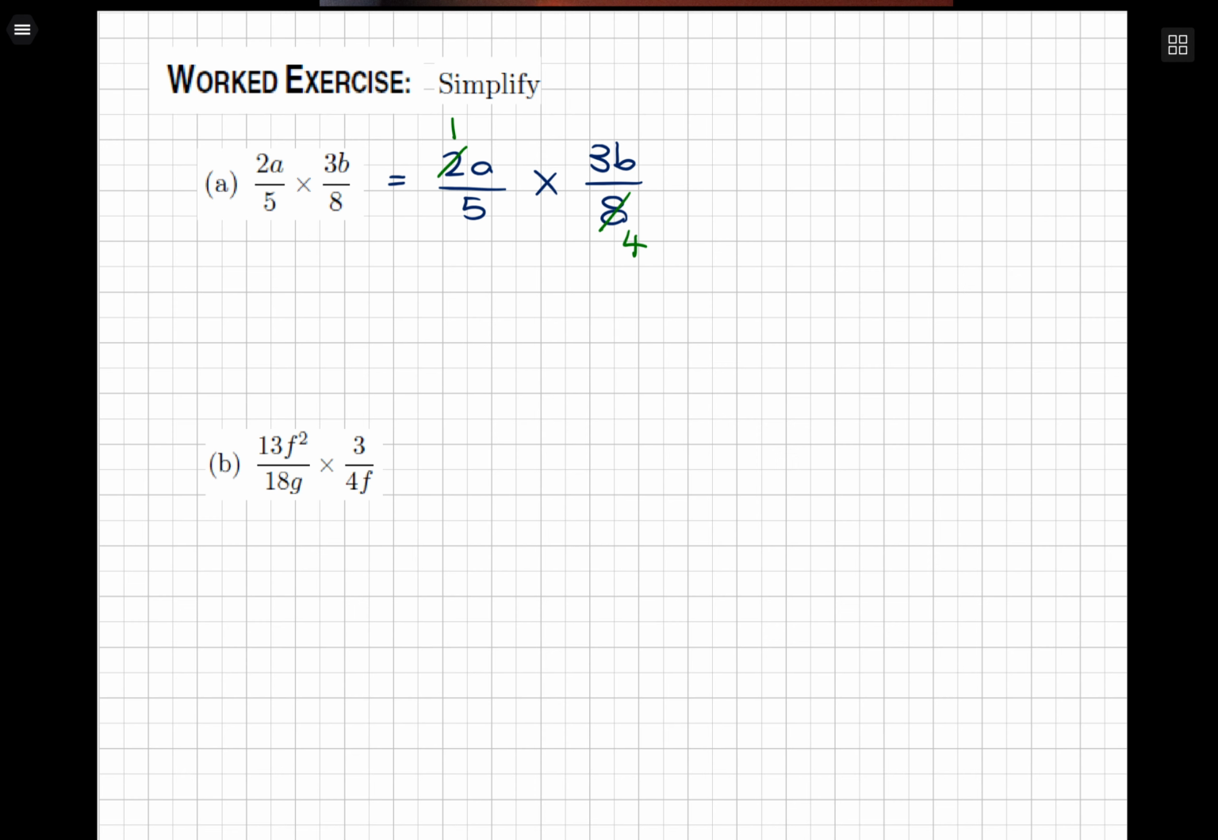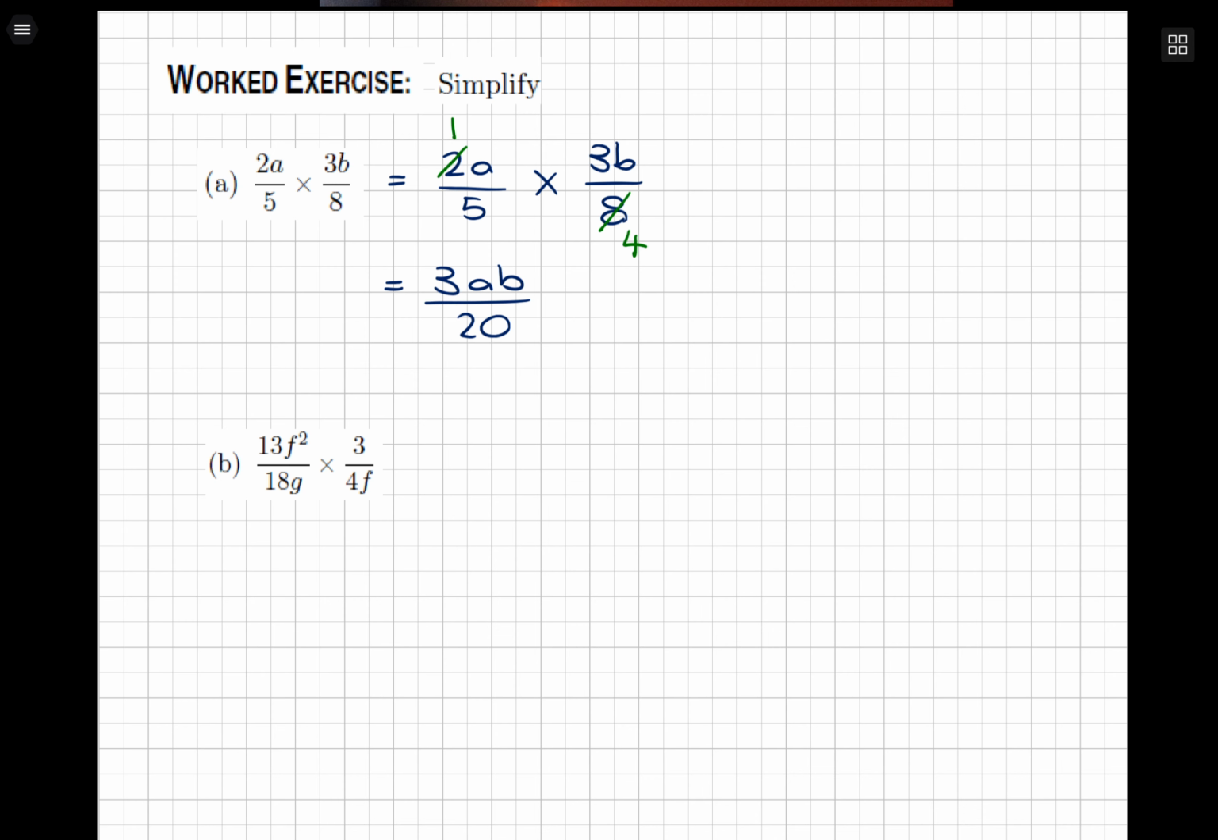So we've got 1 times 3 is 3. And then you've just got your a and your b, so work systematically in alphabetical order. And then on the bottom, we've got 5 times 4, which is 20. And just double checking, can we see any more common factors? No. So that's all ready to go.